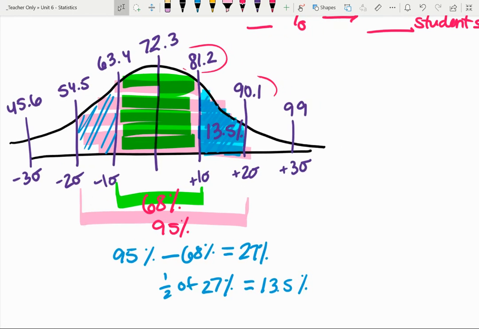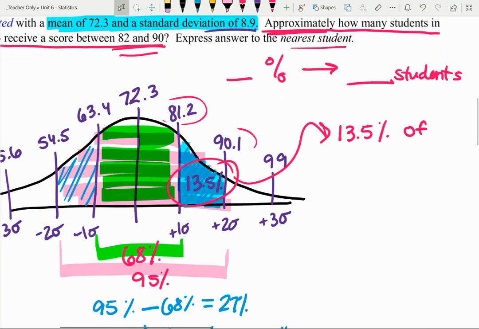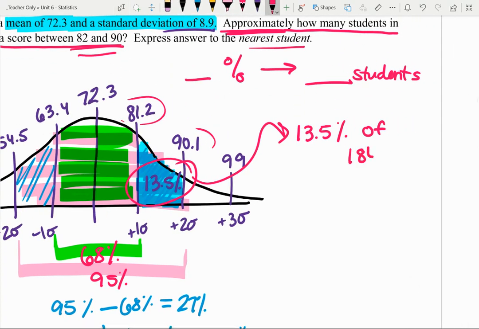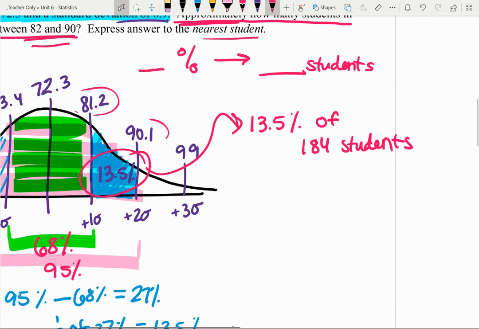However, again, we're looking for numbers of students, not percentages. So I need 13.5% of our class, which was 184 students. If you remember how to find the percentage of a value, you do multiplication there. So that will be 184 times, not 13.5, that'll give us a much bigger number. We want 0.135.